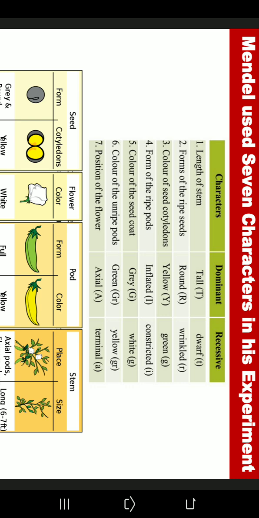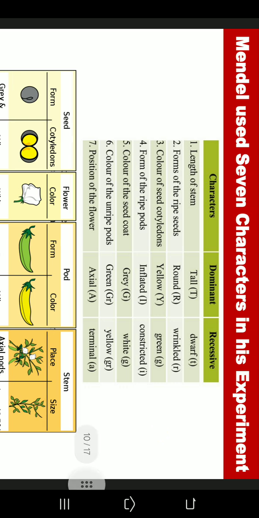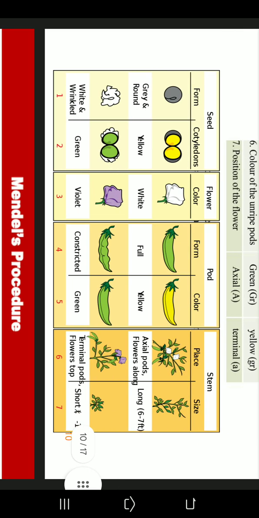So length of stem, and three colors: one color is seed cotyledon, another color is seed coat, and another color is the unripe pods. And two forms: form of the ripe seeds and form of the ripe pods. The first one is length of stem and the last one is position of flower. Those are the seven characters Mendel used in his experiment.